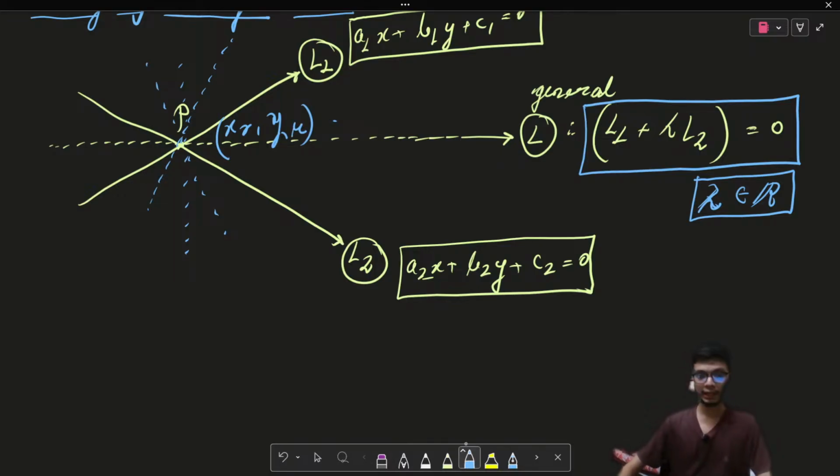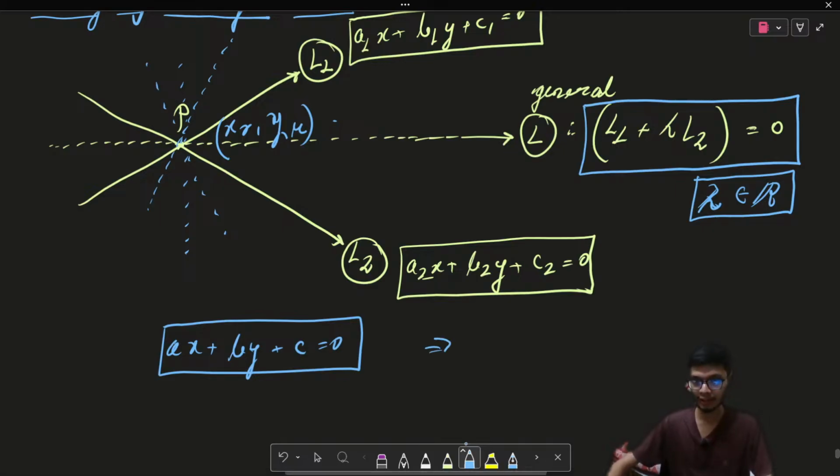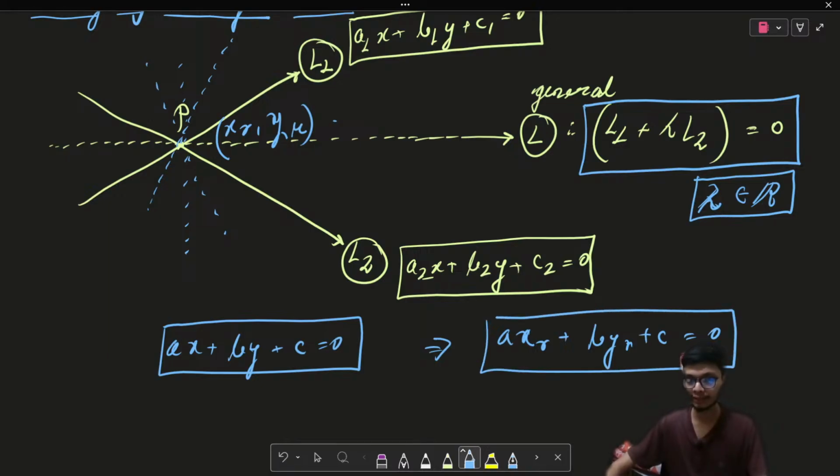Okay, and if I consider any general equation of the line like this, this is a general equation of a line. If it is satisfying (xr, yr), that means a·xr + b·yr + c = 0, right? So this will be equal to 0, that is, (xr, yr) will satisfy the equation of the line.